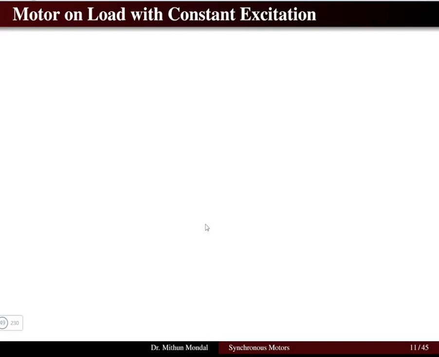We were discussing the synchronous motor, and in this particular lecture we are going to cover the topic motor on load with constant excitation. So first we will see the basic phenomena of a DC motor, and then we are going to compare it with synchronous motor.